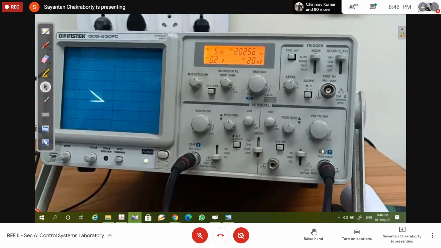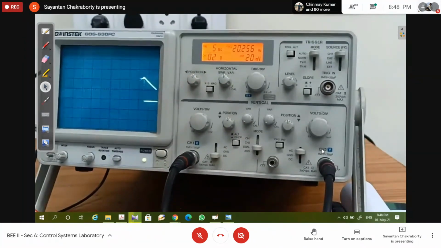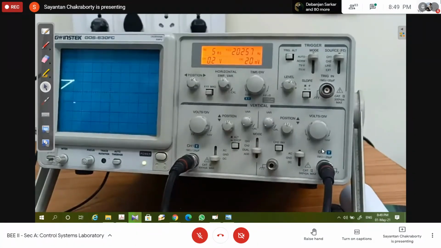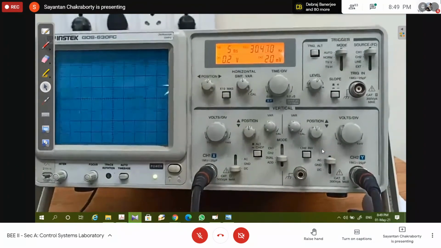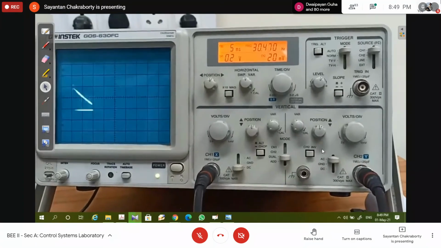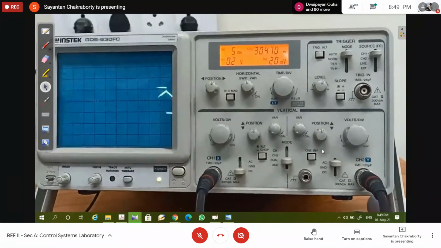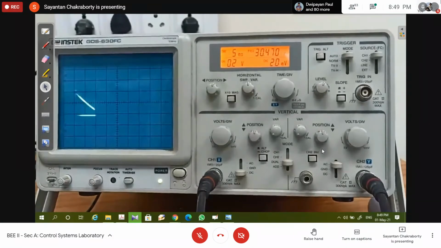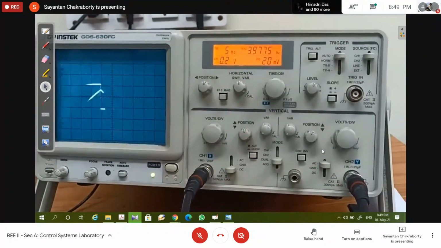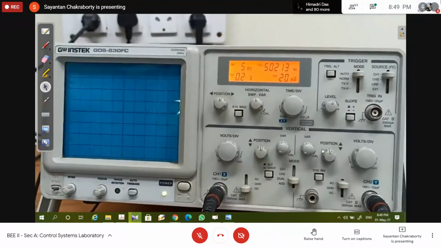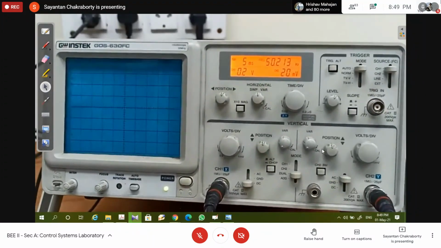Okay. So this is the 20 hertz triangular wave that you are getting at the output of the integrator for the 20 hertz input. I will show the results, the data. Next, we have changed the frequency to 30 hertz. Then we will change the frequency to 40 hertz. Always it will be a triangular wave. Then we have changed the frequency to 50 hertz. It's very difficult to capture this.